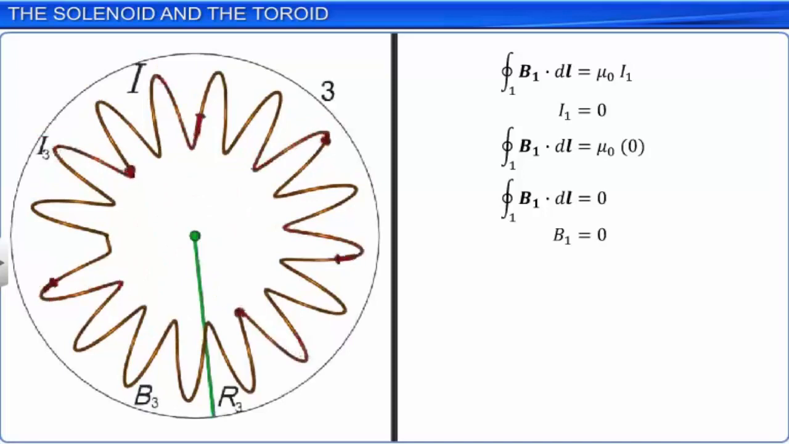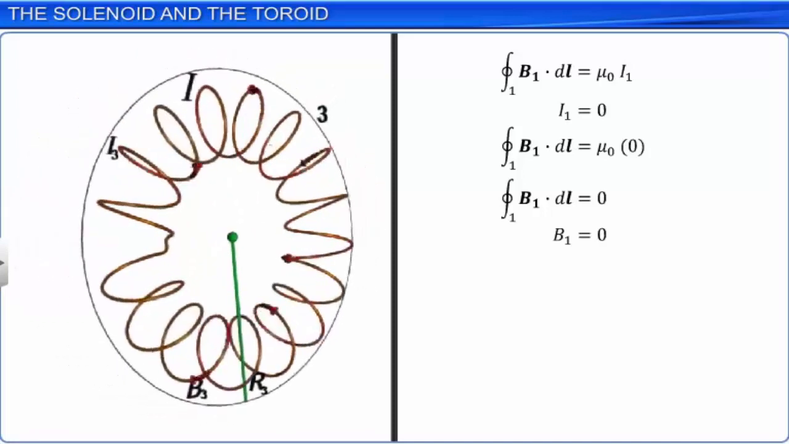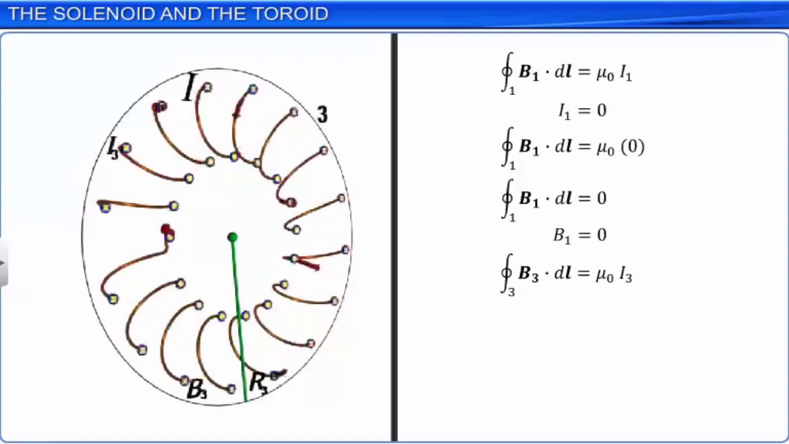Now consider the Amperian loop 3. According to Ampere's law, the integral over the closed loop 3 of B3 dot dl is equal to mu naught I3. As the area bound by loop 3 cuts each turn of the toroid twice, each outer part of the turn in loop 3 has a corresponding inner part of the turn in the loop. Hence, the amount of current coming out from the plane of the screen is equal to the amount of current entering into the plane of the screen.